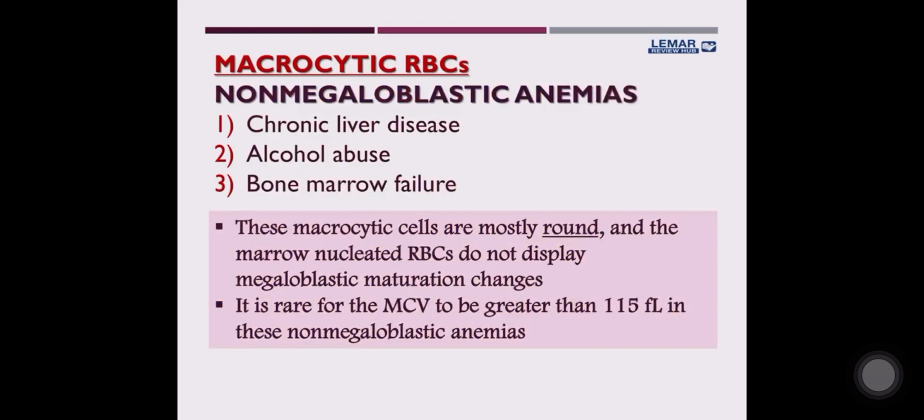In non-megaloblastic anemia, DNA synthesis is unimpaired. This can be seen in chronic liver disease, alcohol abuse, and bone marrow failure. In non-megaloblastic anemia, the macrocytes are round, to differentiate it from megaloblastic anemia, wherein the macrocytes are ovoid. In non-megaloblastic anemia, it is rare for the MCV to be greater than 115 femtoliters.